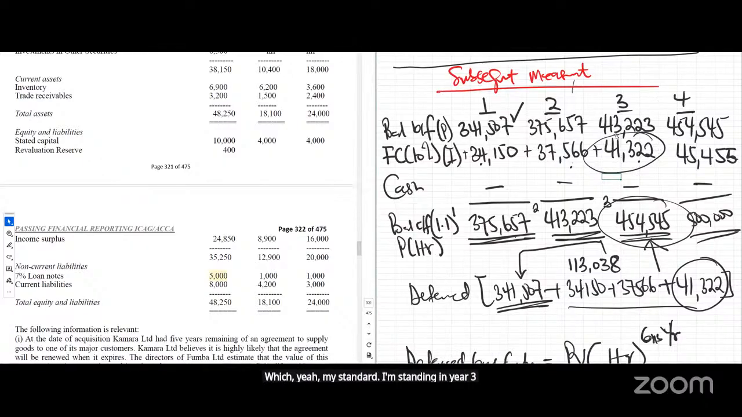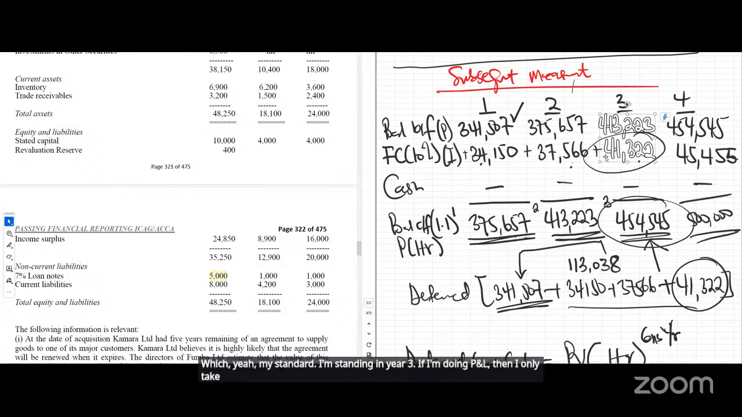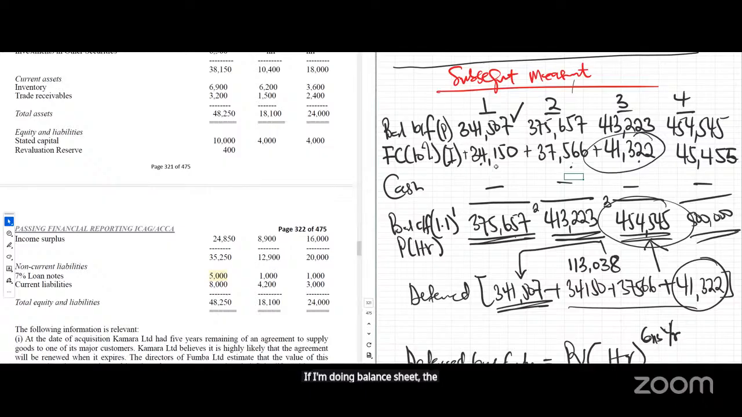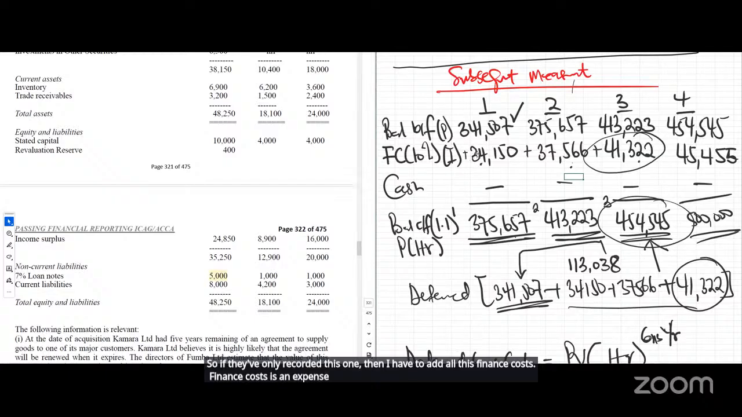If I'm doing P&L, then I only take this finance cost to the P&L, right? If I'm doing balance sheet, the consolidated retained earnings, they haven't recorded anything from scratch, only this one. So if they've only recorded this one, then I have to add all this finance cost. Finance cost is an expense, so you are going to reduce it from your consolidated retained earnings. True or false?